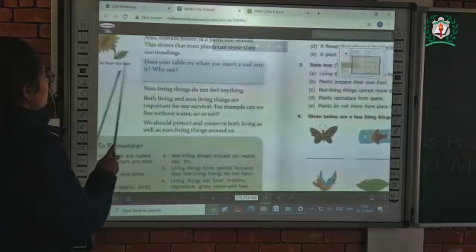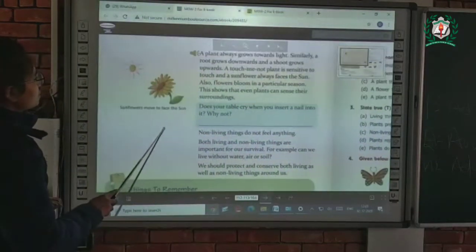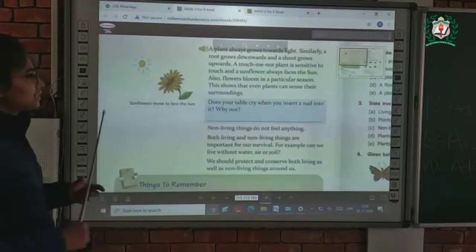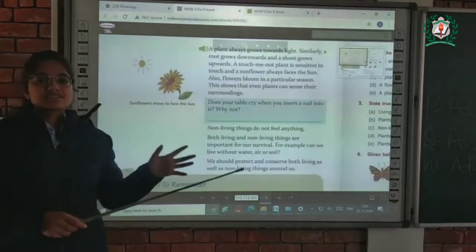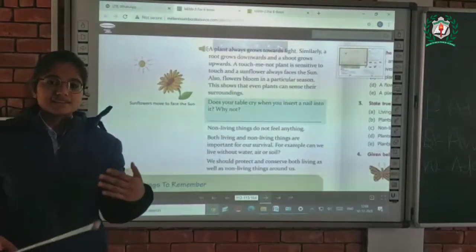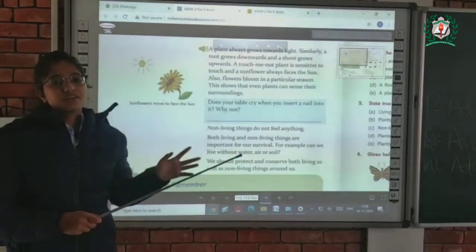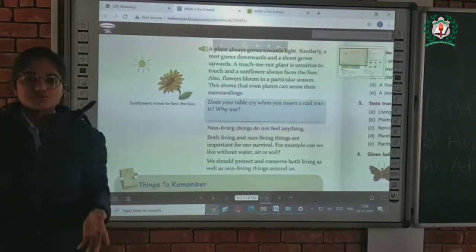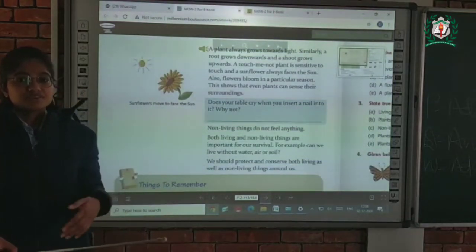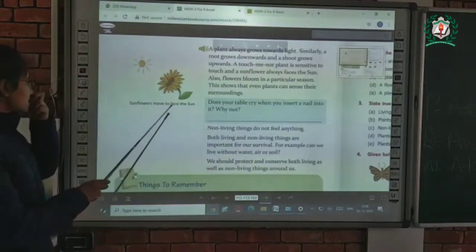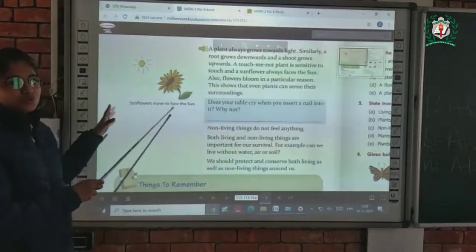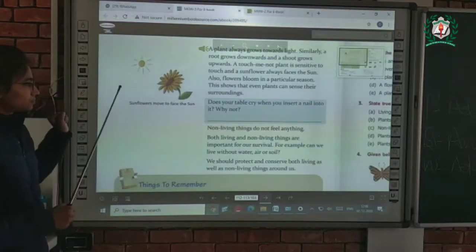But students, see, plants also can feel things. The plants always grow towards the sun. From where they are getting the sunlight, they always grow in that direction. If you have observed, the sunflower always faces towards the sun. See, this is the sunflower. It will always move towards the sun.